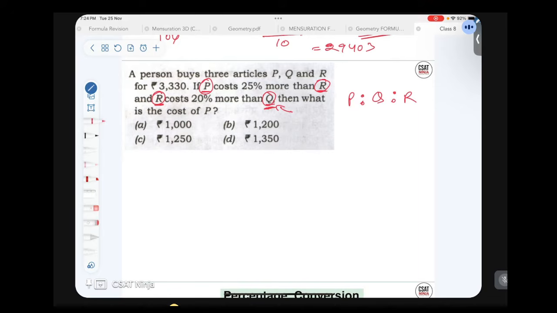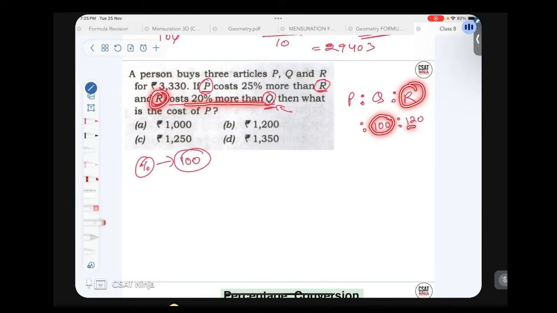So I'll assume Q as 100. One more key point: when there is percentage, always assume 100. The value that you are assuming, let it be 100, and after that you can increase and decrease easily. So I'm assuming Q is 100. The question says R costs 20% more than Q. 20% more than 100 will be 120. If Q is 100, R goes 20% more, which means 120, plus 20, which is 20%.